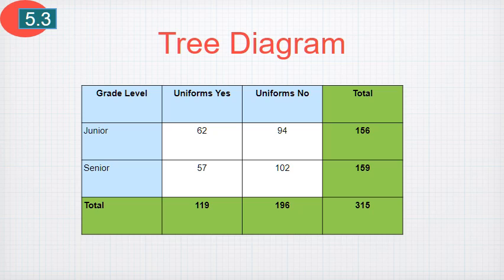This is our favorite table, the one we've been using so often, that deals with grade level and whether or not students voted for uniforms. Okay, ladies, so let's go ahead and start with our tree diagram. So we have students in our study.